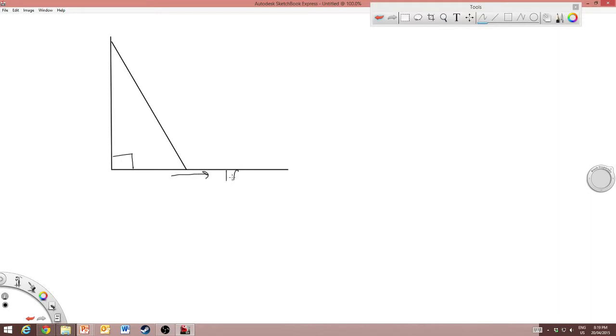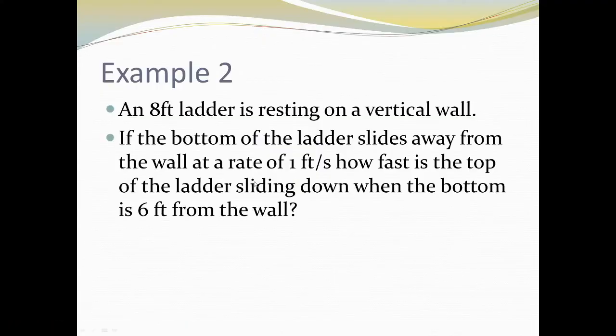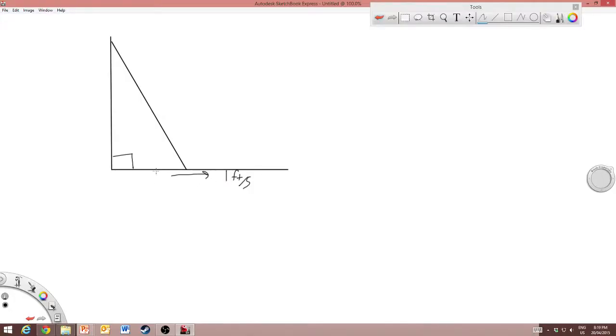So that's going 1 foot per second. And the actual question is how fast is the top of the ladder sliding down, when the bottom is 6 feet from the wall. So this is going to be 6 feet. Yes, and this is an 8-foot tall ladder. Right, and we want to know how fast this is going down.